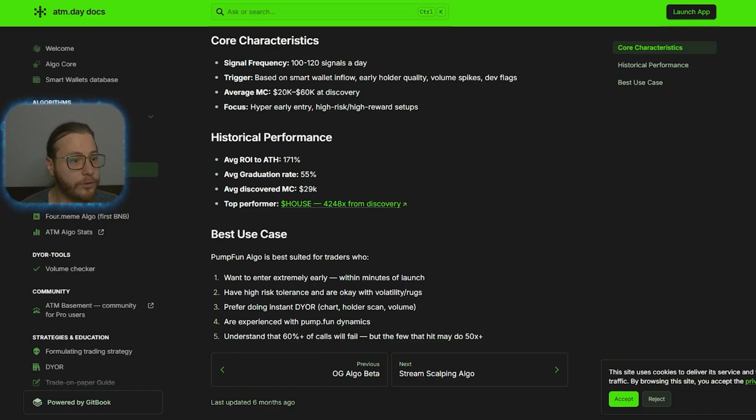Historical performance: ROI to ATH is 171%. Graduation rate average, of course, is 55%. Average discovered market cap is $29,000. And the top performer was 4,248 times from discovery. Best use case: Pump Fun Algo is best suited for traders who want to enter extremely early, within minutes of launch, have high risk tolerance and are okay with volatility and rugs, prefer doing instant deal, chart, holder scan and volume checks, are experienced with Pump Fun dynamics, and understand that 60% plus of calls will fail, but the ones that hit may do 50 times.